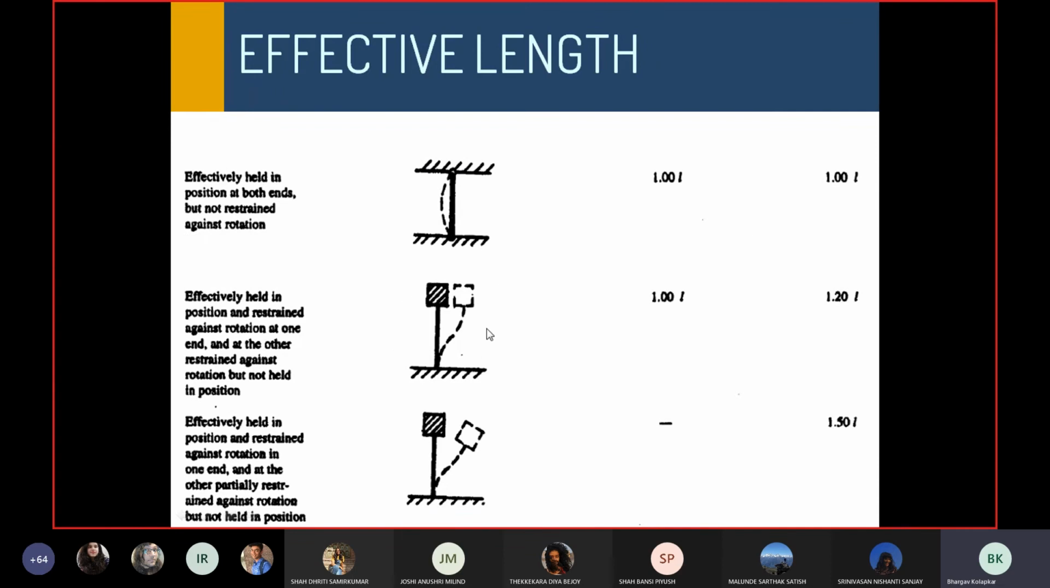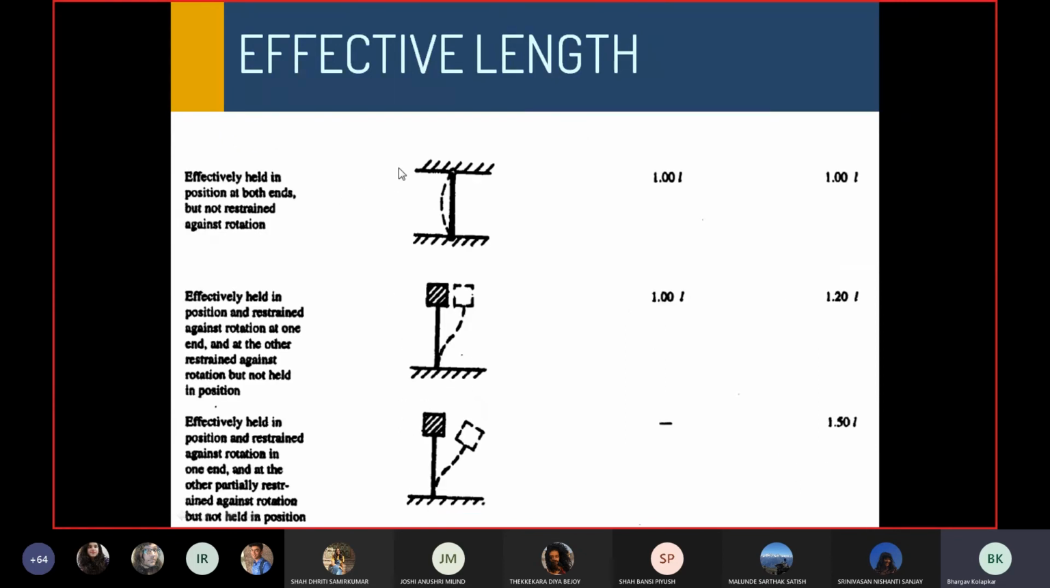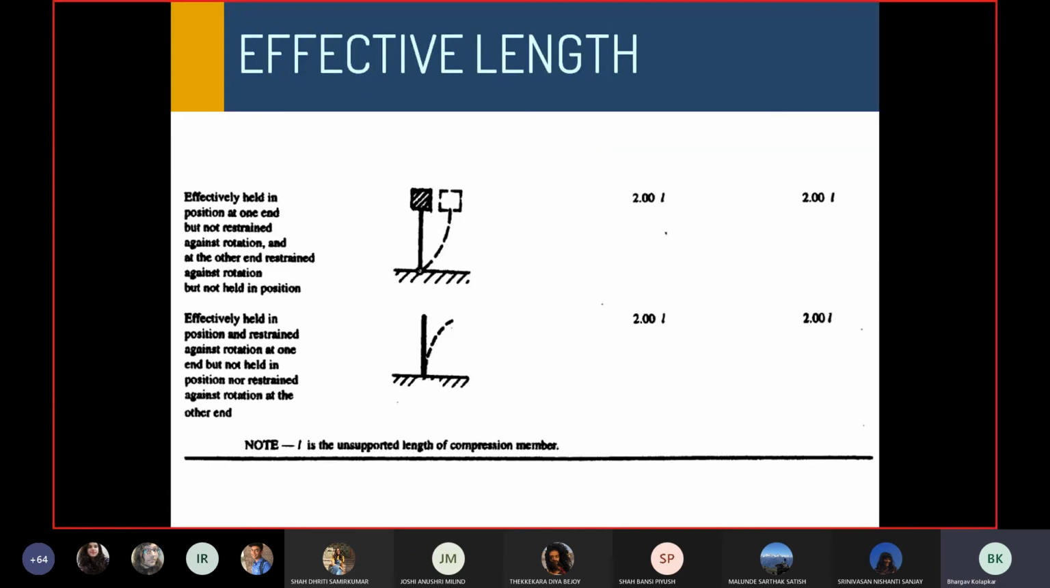I suppose this is a condition that we might not encounter in our questions. If one end is fixed and the other end is free, it is 1.5 times L. So you have to remember these three cases: both ends fixed, for which it is 0.65L, one end fixed and one end pinned, for which it is 0.8L, and both ends pinned, for which it is 1L. Others are just for your information. So this is a cantilever condition, wherein one end is fixed and the other end is free, and that time it is 2 times L.